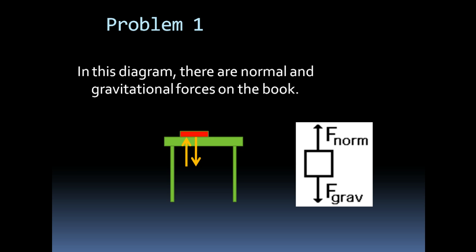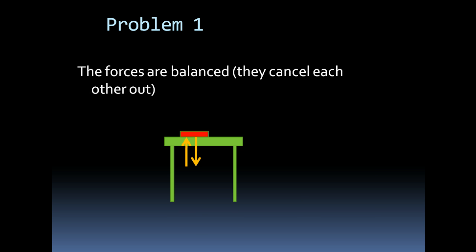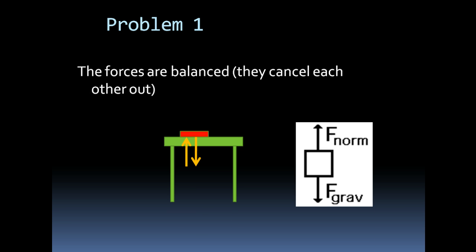So you could draw a fancy picture like they did on the left and show the arrows, one going up and one going down. But when we draw our free body diagram, we just want to draw the box and label it this way, as it is on the right hand side. If the book were moving, then we would have to draw a different free body diagram. So the forces are balanced, so they cancel each other out. So if they weren't balanced, the book must be moving, as I said previously.